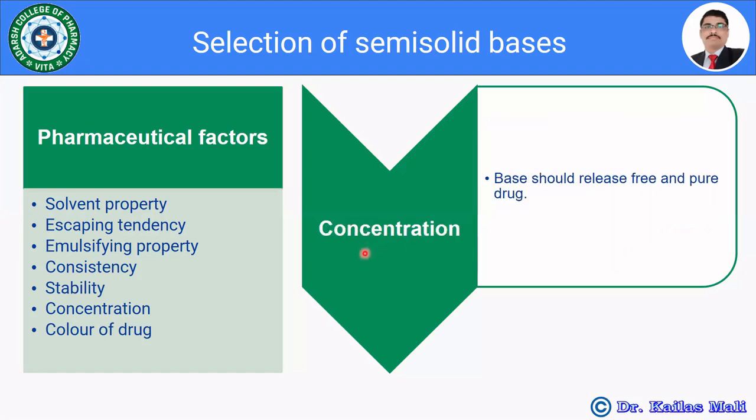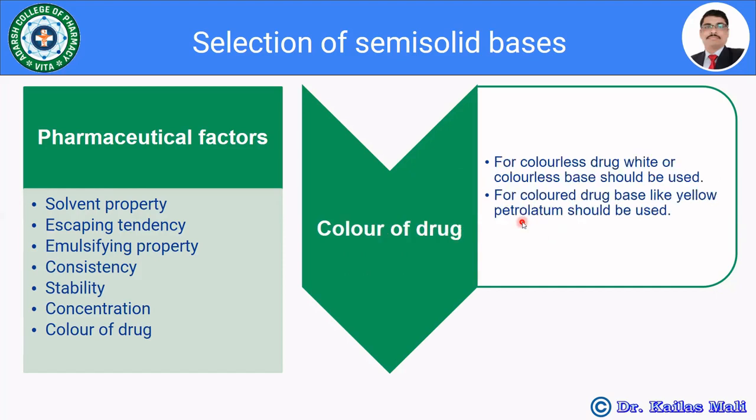Then the concentration. We have to select a concentration of base such that it releases the free and pure drug from the formulation. And the last one is color. If the drug is white or colorless, we should use a colorless base. If the drug is colored, we use yellow petrolatum or yellow beeswax. So these are some of the pharmaceutical factors which need to be considered while selecting the bases.